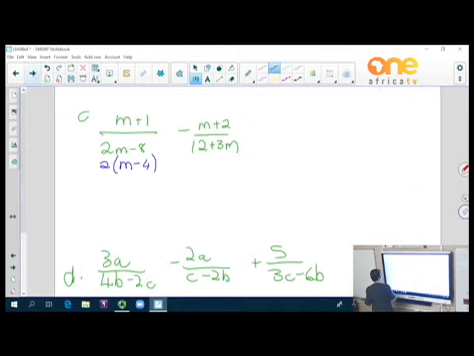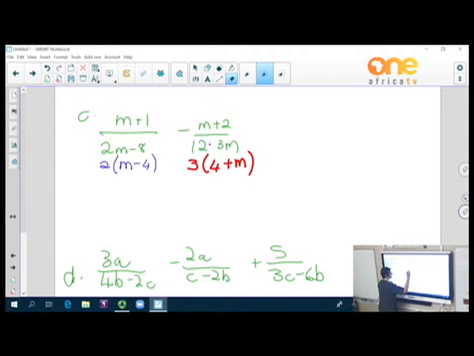Right, the next one, C. So we started already here to factorize. Here we're going to factorize. I take out the 3, and then it is 4 plus m. My signs are wrong here, because there I have m minus 4, and then, now this is also a negative. So there's a negative there.